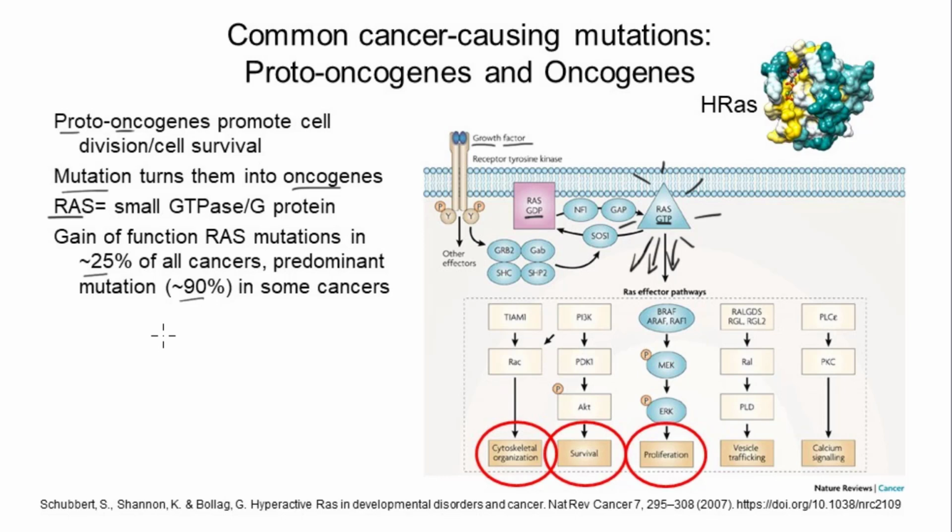Typically, mutations that convert proto-oncogenes to oncogenes are gain of function rather than loss of function mutations, causing the protein to acquire a new function, like remaining in the on state even when no growth factor is around. As a result, these mutations are typically dominant. You only need one hit causing an activating mutation in one of your RAS alleles to see the effects.